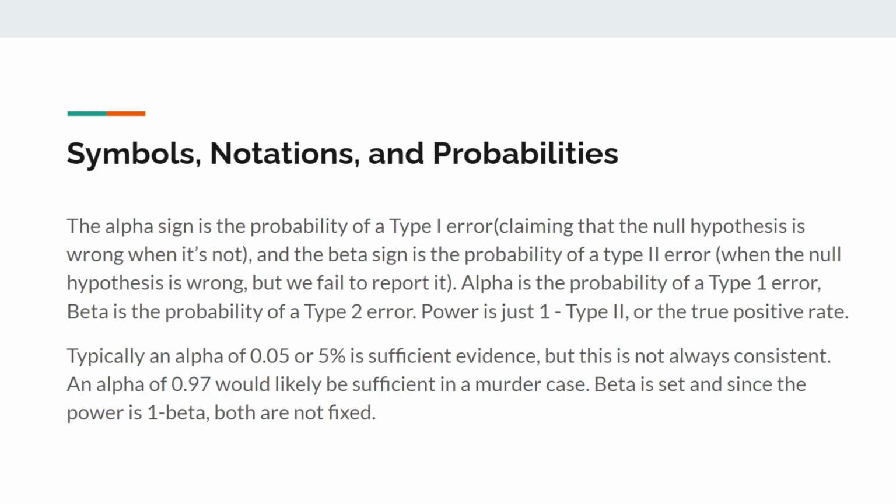So the beta is set, and since the power is 1 minus beta, both are not fixed. So beta and alpha can vary depending on each other.